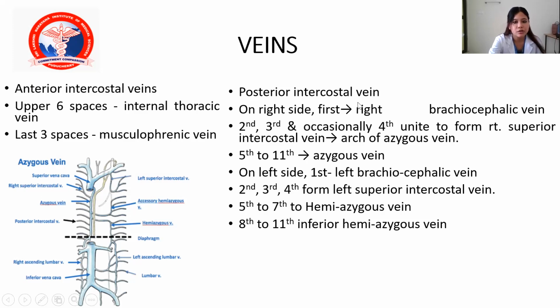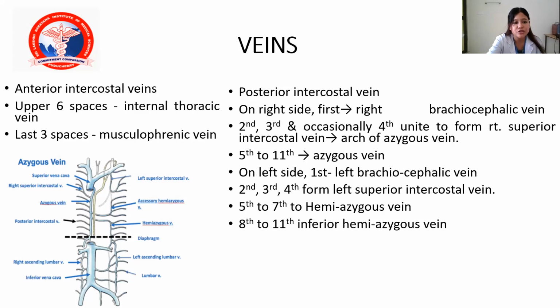About the posterior intercostal vein. Here you can see the posterior intercostal veins on the right side. On the right side, the first posterior intercostal vein drains into the right brachiocephalic vein, and the second, third, and occasionally fourth posterior intercostal veins unite to form the right superior intercostal vein.